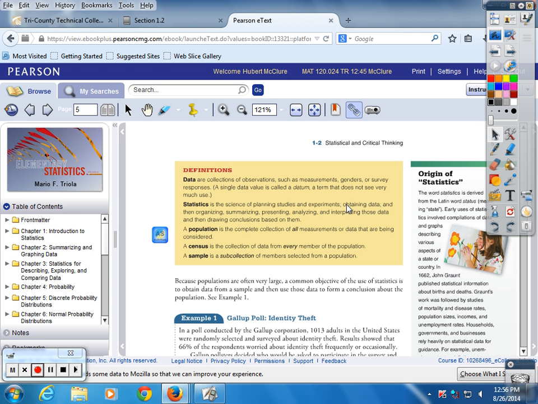I said four, and I know there's five up there, but I really don't care about census because that's not necessary for you. So write those down in your notes if you don't have them, or put them down somewhere.